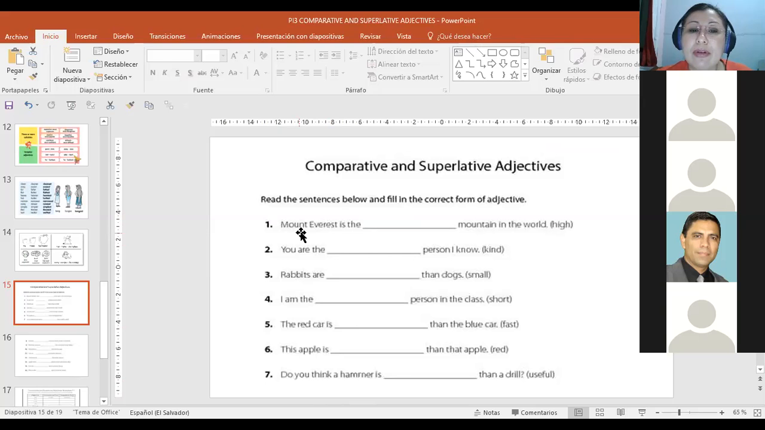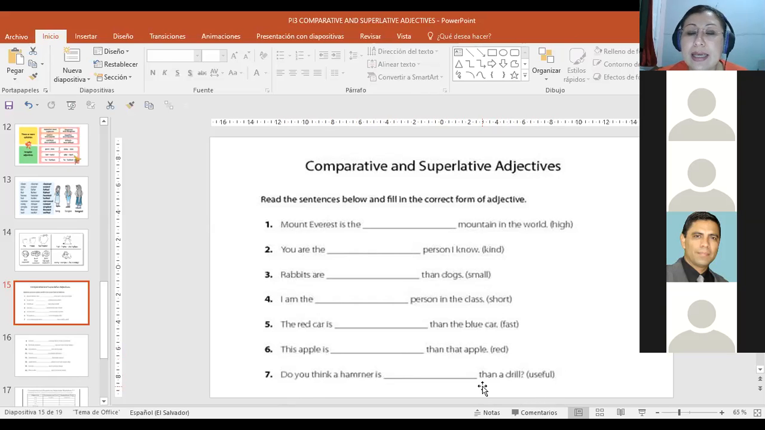So I have: Mount Everest is blank mountain in the world, and the word you have here is high. You are a blank person I know, kind. Rabbits are blank than dogs, small. I am the blank person in this class, short. The red car is blank than the blue car, fast. The apple is blank than that apple, red. Do you think a hammer is blank than a drill? Useful.